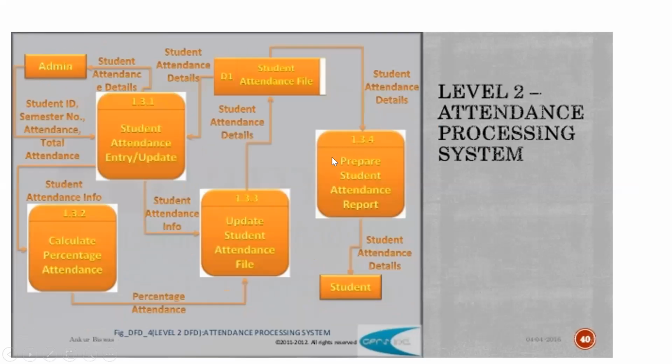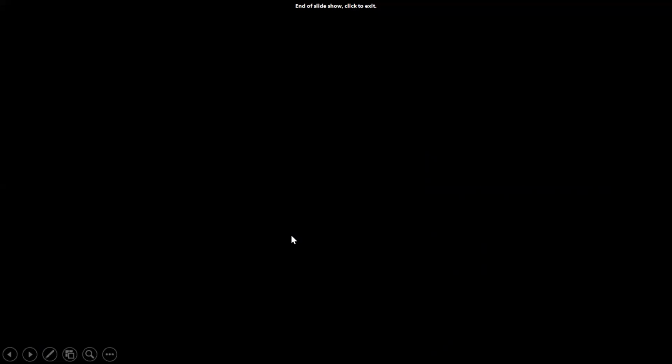This is level 2, which is divided for the attendance processing system. You have student attendance 1.3.1, calculate percentage, update, prepare, and its databases are connected. The entities that are connected to this are admin and student. Thank you.